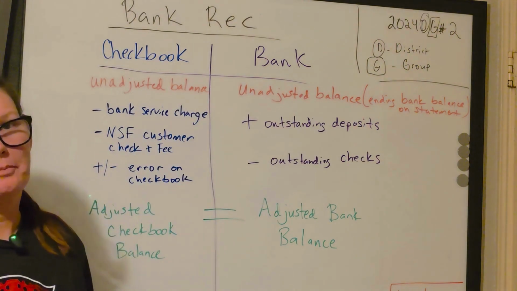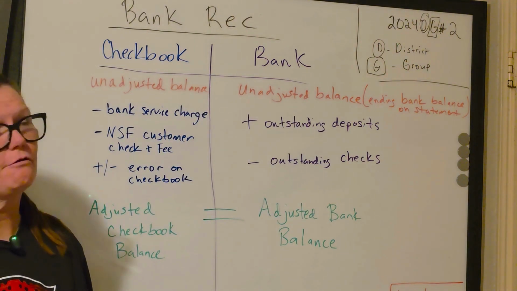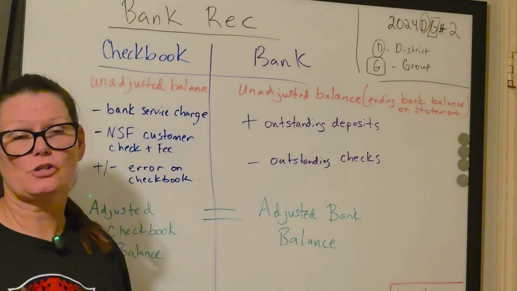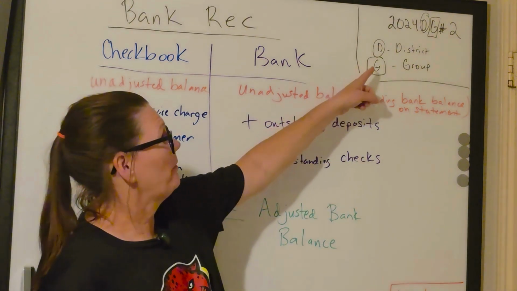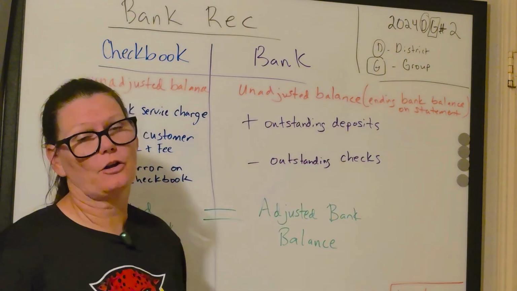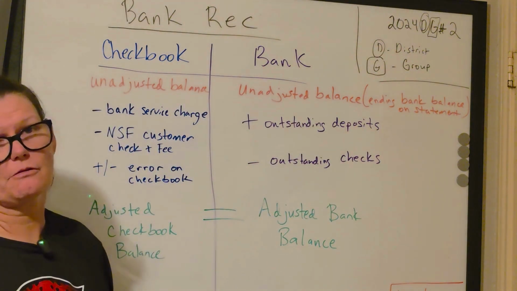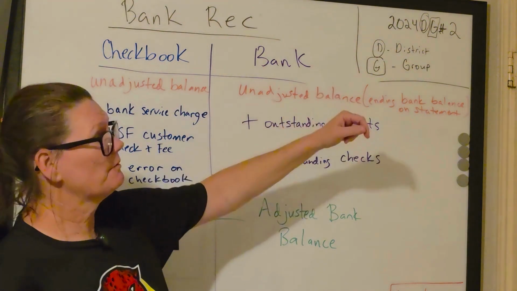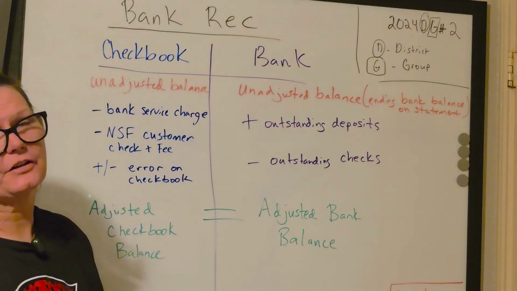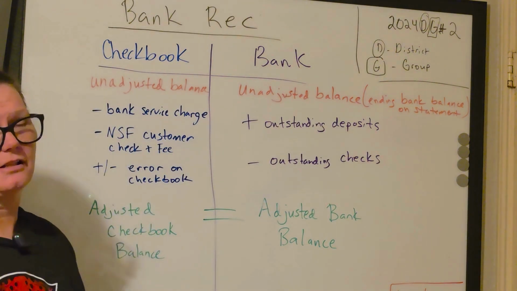Today we're going to talk about Group 2 from District Test 2024. As always, in the top right-hand corner of your notes you can write down which one we're talking about. We're going to be learning how to do a bank reconciliation.